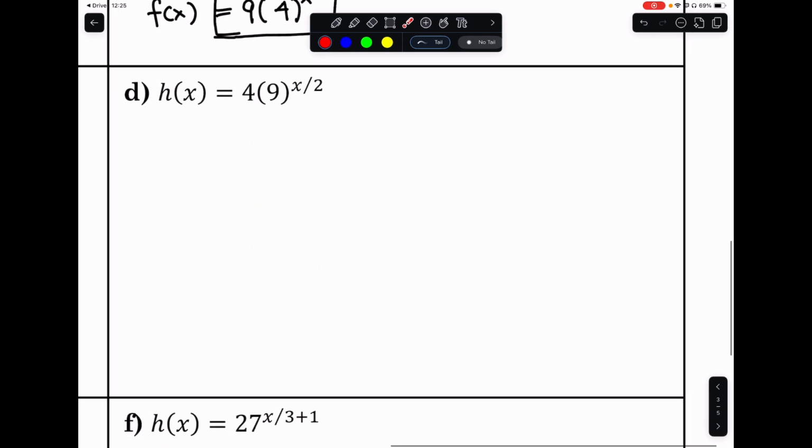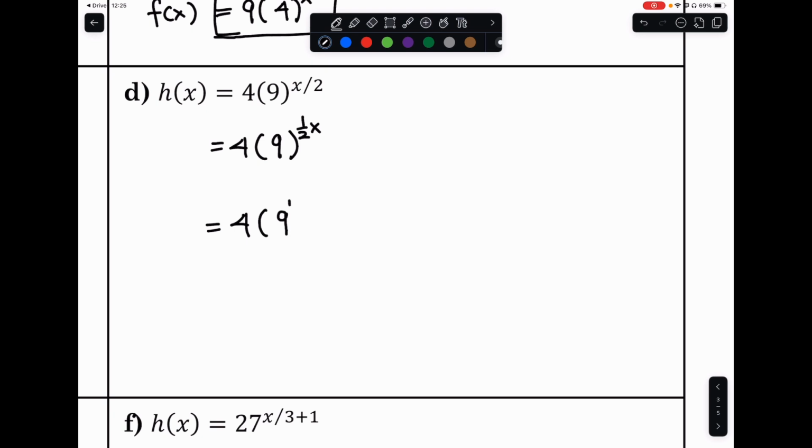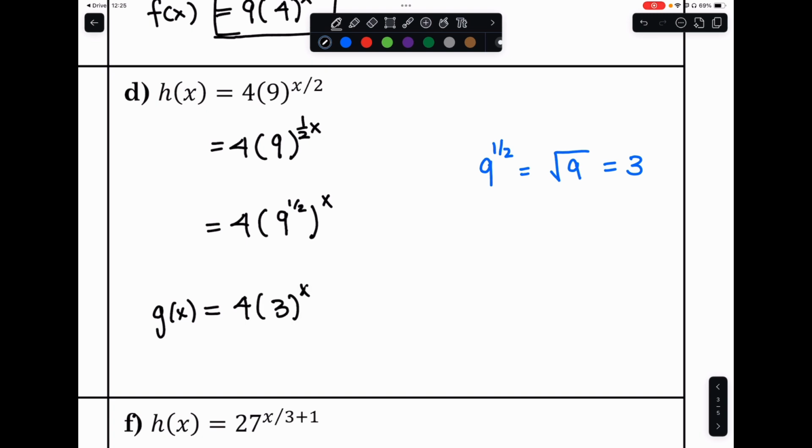So for letter D, same situation here. We have 4 times 9 to the x over 2 power. That's the same thing as 9 to the 1/2 times x power, which means 9 is being raised to the 1/2 power and then multiplied by x. Well, again, like the previous example, raising 9 to the 1/2 power is the same thing as taking the square root of 9, which equals 3. So I can rewrite g of x as 4 times 3 to the power of x.